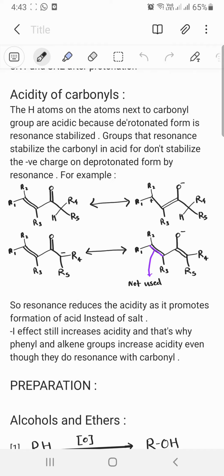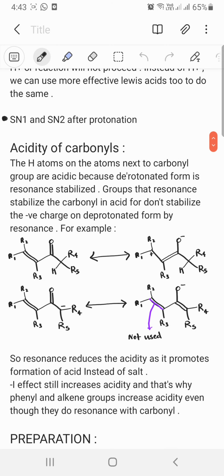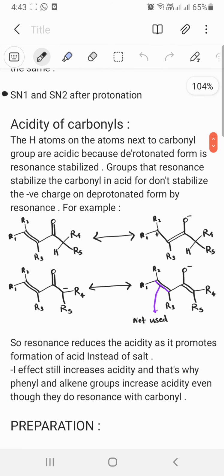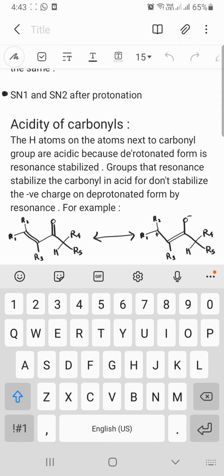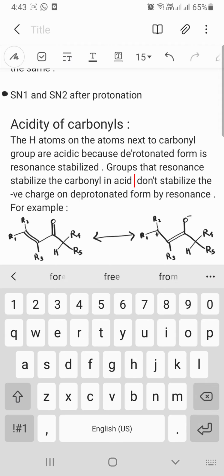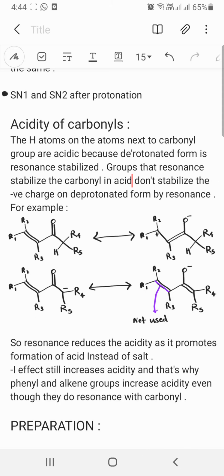Wait, what? This sentence is not correct. Oh, this "for" is not supposed to be there. So groups that resonance stabilize the carbonyl in acid don't necessarily stabilize the negative charge on deprotonation, right?